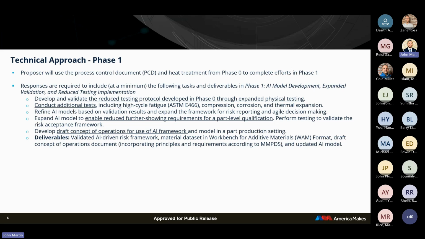And I guess the model being aware of the risk that's being introduced as well, and then also refining it to get a better understanding of reduction in tests required, and then expanding the AI model. So there's a sentence in here about enabling reduced further showing requirements for a part level qualification. So further showing, where I've seen it specifically is within like FAA, especially with additive manufacturing.